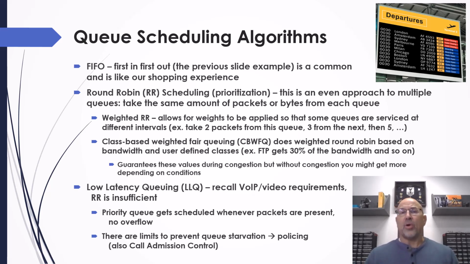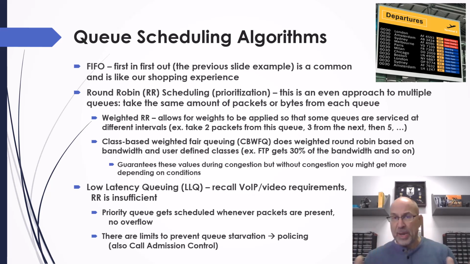And the reason that low latency queuing is there is because round robin in this case is not sufficient, right? You could easily drop packets unintentionally. And on top of that, voice and video throw a lot of packets at the network. They're not very big packets, but they throw a lot of packets all at once.